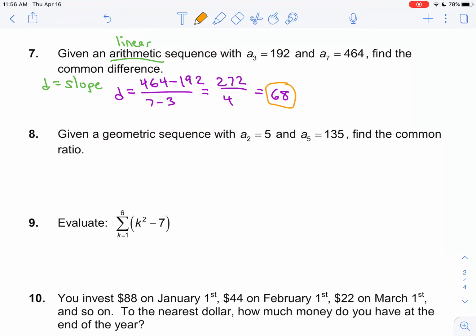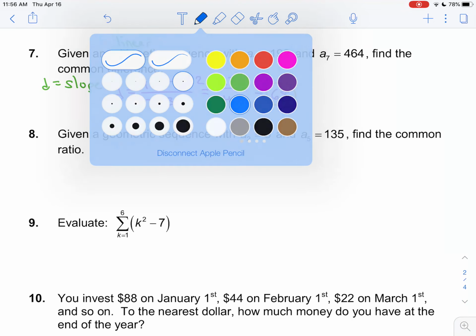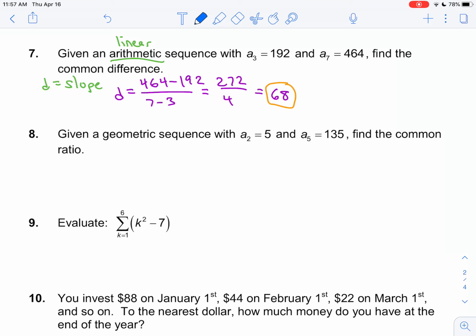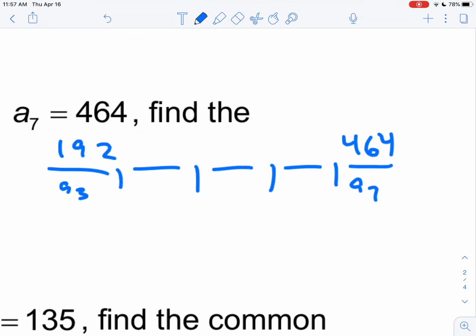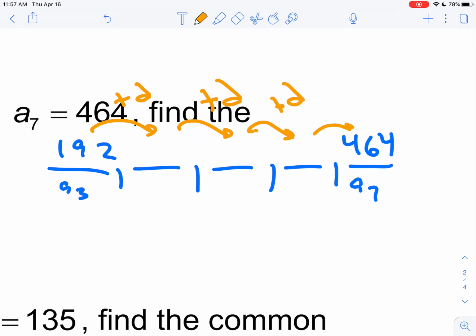But there's another nice strategy that you can use for this one. It'll take just a little more time to set up. But let's just say that I had 3, 4, 5, 6, 7. So to save time, I'll just write a couple of those down there. So I know that this one is 192 and this one is 464. So here's another way to approach this problem: plus d, plus d, plus d, and guess what? Plus d again. So I'm at 192. I add my constant difference 4 times, and it brings me to this term right there. And so let's see what that is.